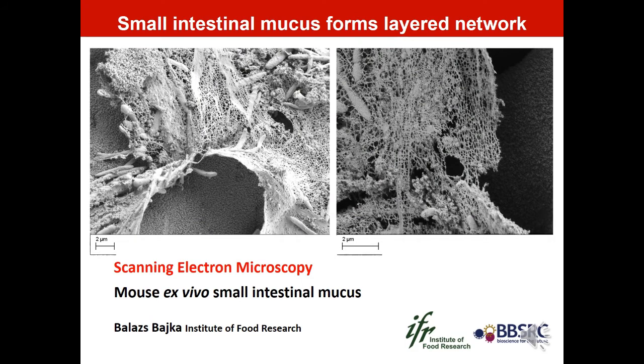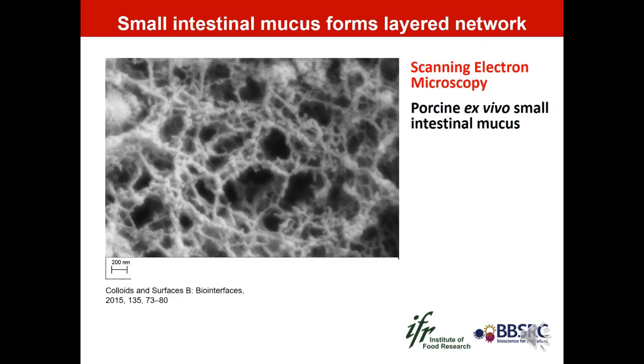Eventually the mucins would form a layered network with well-defined pores in the mucus, and here we have an example of the mucin network in the mucus removed from the small intestine of the mouse. But very similar organization of the mucin network can be also found in the small intestine of the pig and in humans as well.